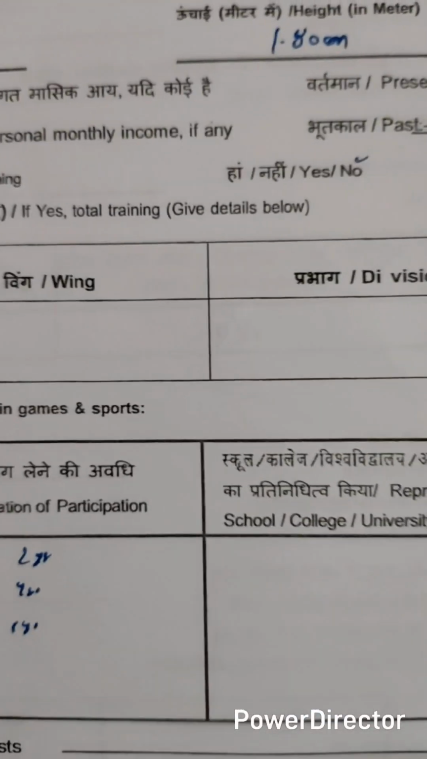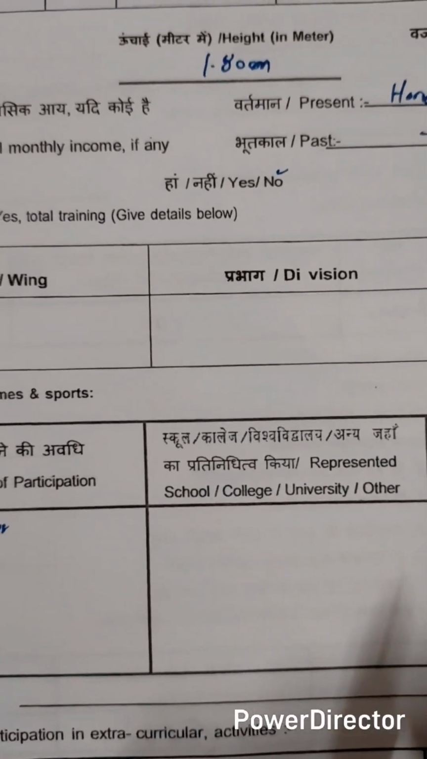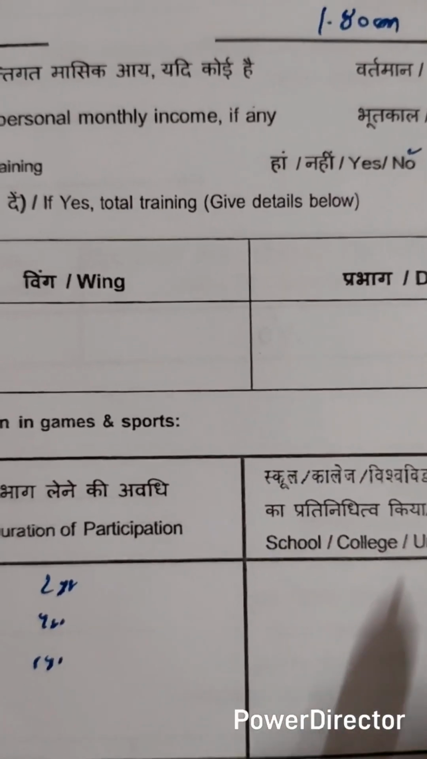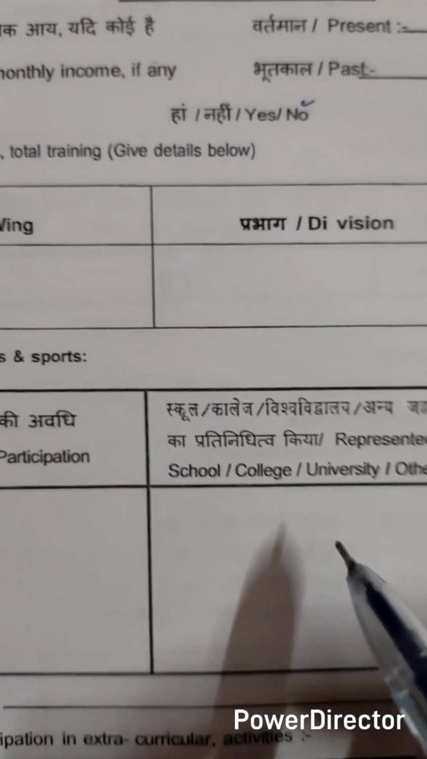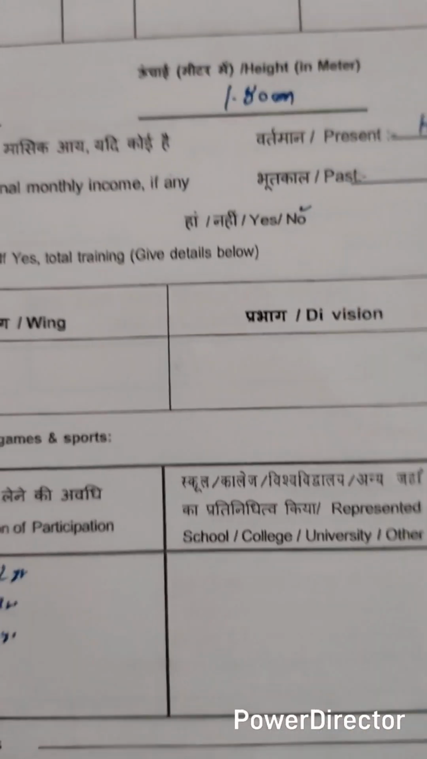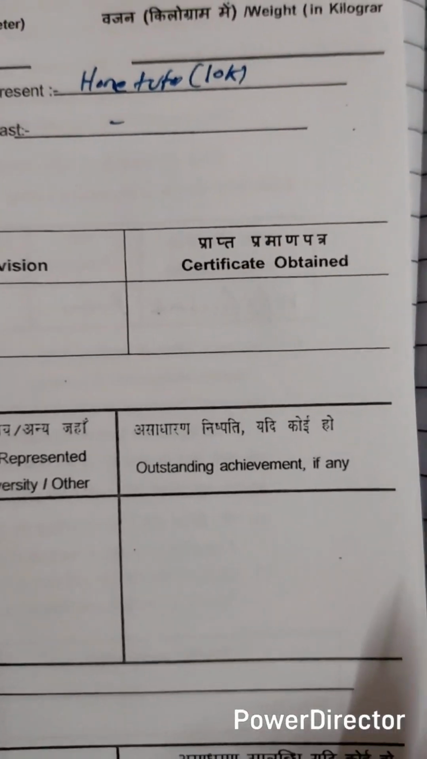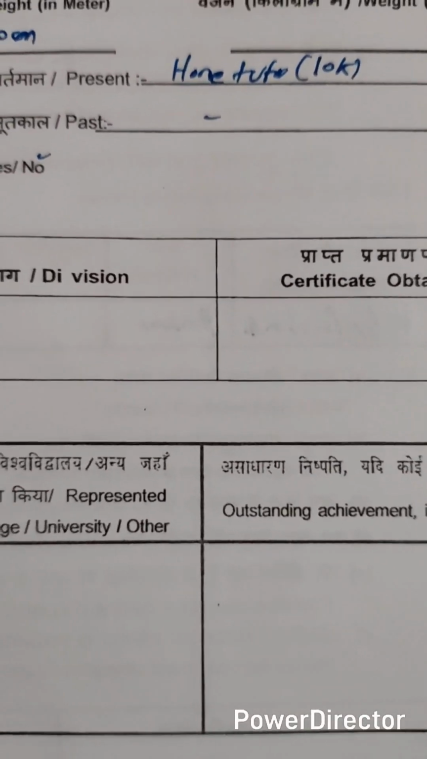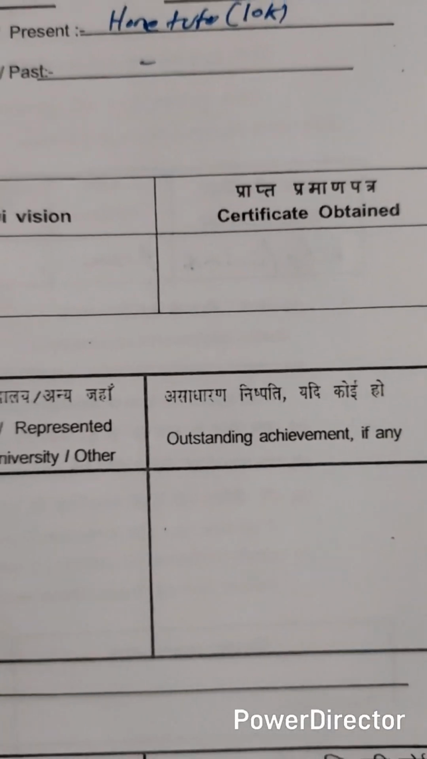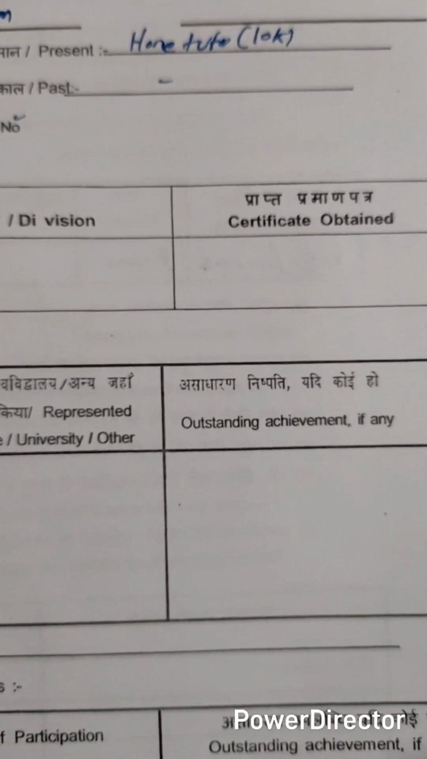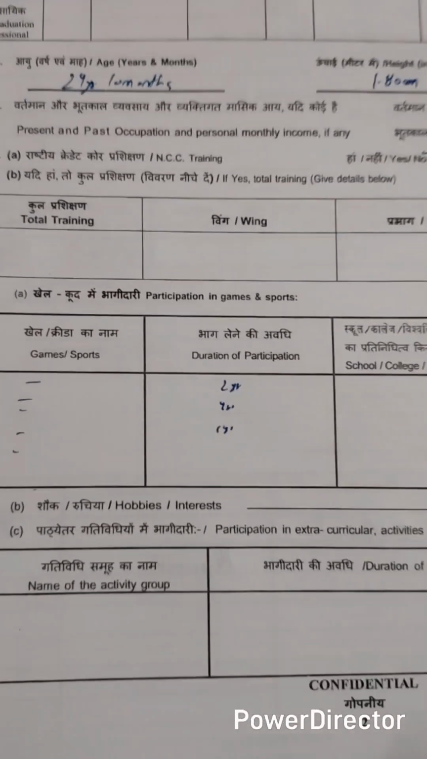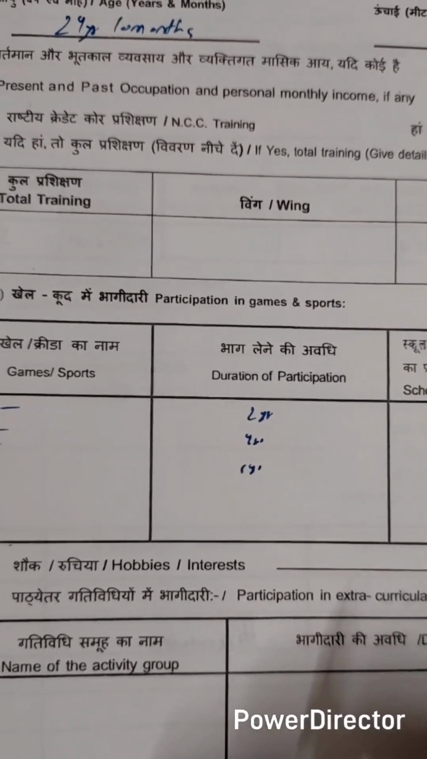And now you have to write whether you have represented school, college, university, or others. So if you have represented school, write school representation, college or university representation, and you also have to write about the outstanding achievements, if any. So you will write the outstanding achievements, like your house team won or your school team won, things like that.